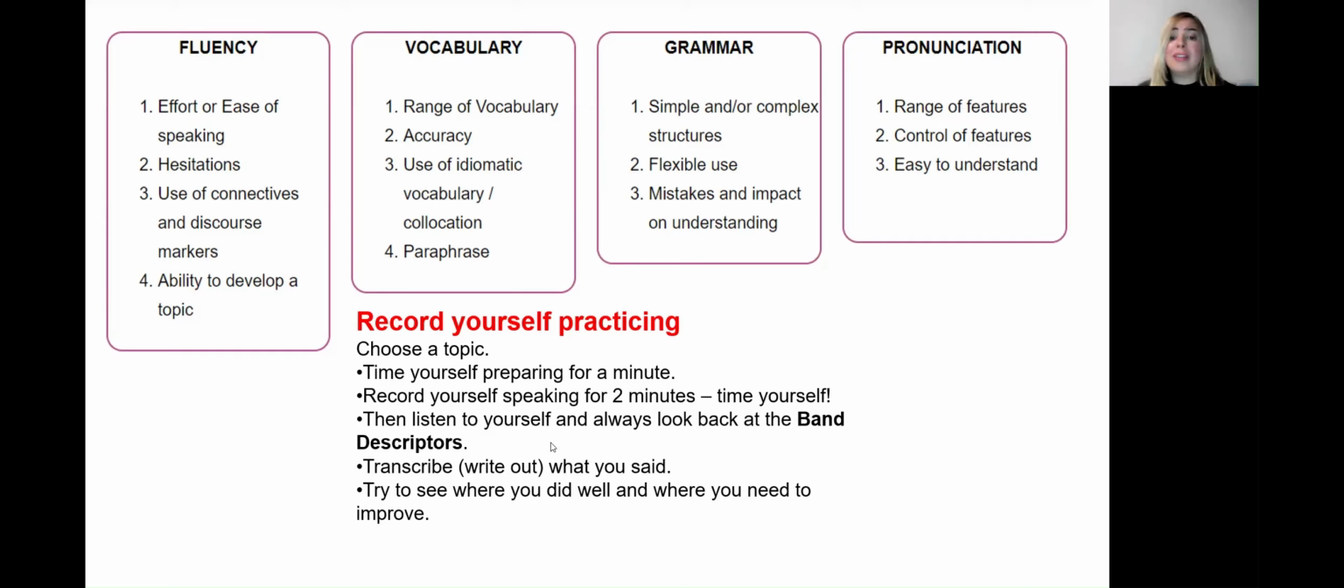After you've recorded yourself, listen to yourself and look back at the band descriptors and try to figure out where you are. You can also transcribe or write out what you said to get more accurate feedback. And obviously, when you send it in Telegram, I will respond as soon as possible within office hours, on weekdays, to let you know one-on-one the exact feedback, any mistakes that you've made, what you can work on. Try and see what you did well and where you need to improve.